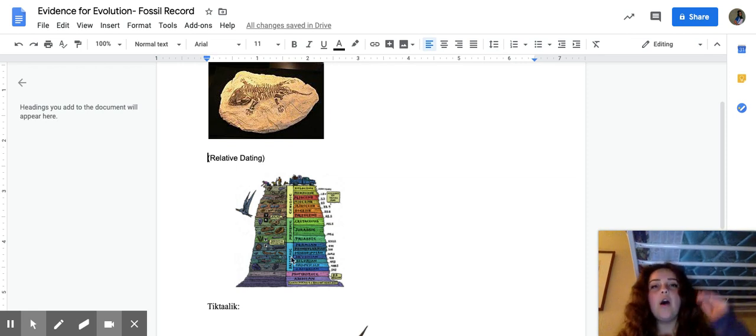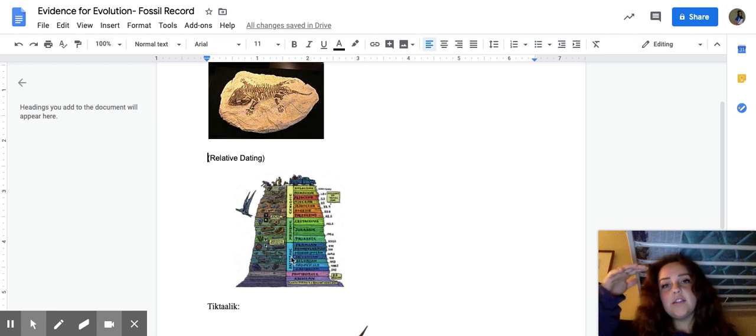So this means that older fossils from millions and millions of years ago were found at the bottom, while newer, younger discoveries of fossils in evolution are at the top, which means that they are younger.